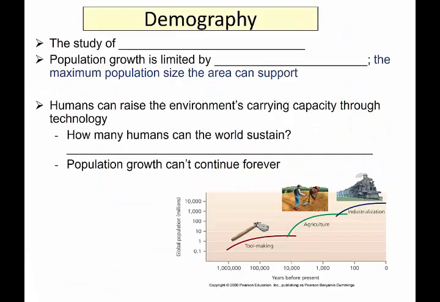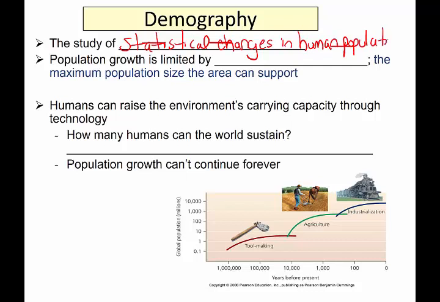Okay, so let's move on now and talk about demography. Demography is the study of statistical changes in the human population. Now remember, population growth is limited by carrying capacity. And remember that carrying capacity is just the maximum population that an area can support.